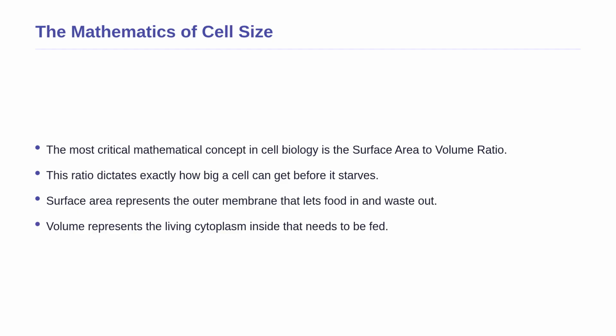Now that we understand what these two cell types are, we must ask a deeper question. Why are prokaryotic cells so small and simple, while eukaryotic cells are large and complex? To truly understand this, we have to look at the mathematics of cell size. The most critical mathematical concept in cell biology is the surface area to volume ratio. This single ratio dictates exactly how big a cell can get before it literally starves to death. It is a strict biological rule of life governed entirely by geometry.